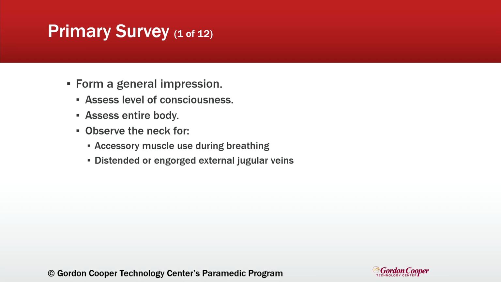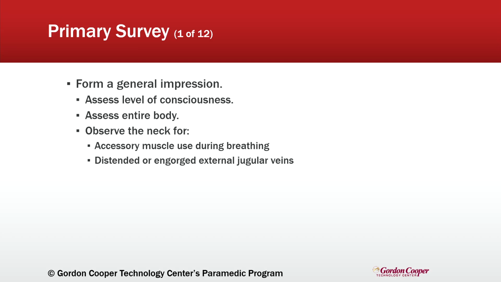And then we move on to a full body assessment. Looking for obvious injuries, appearance of blood, difficulty breathing. Are they struggling to breathe? Maybe they have some cyanosis, particularly around the lips or fingertips. Looking for any abnormal breathing patterns. And then, of course, with these being thoracic injuries, we want to look for unequal chest rise.